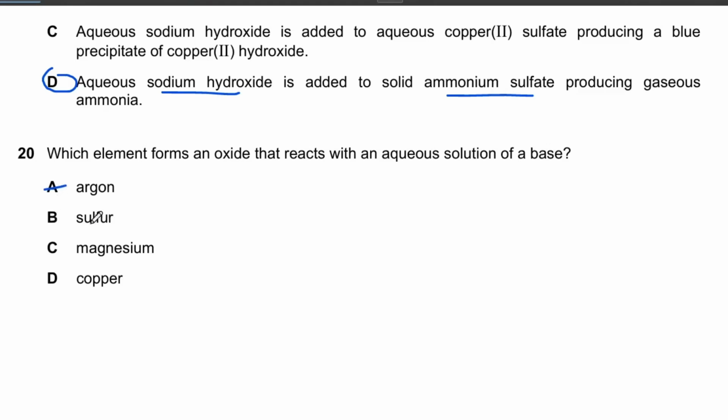Then B is the correct answer. Sulfur is a non-metal, so it will form an acidic oxide that can react with the base. C is wrong. Magnesium is a metal. And then D also is wrong because copper is a metal.